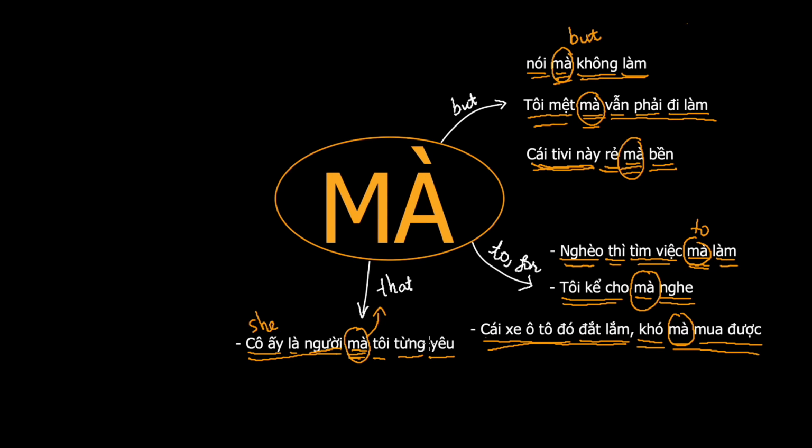Tôi từng yêu. Another example here we have cái xe ô tô mà tôi đang đi là của bố tôi. Cái xe ô tô means the car, mà that I'm using. Tôi đang đi means that I'm using right now. Là is, của bố tôi means belongs to my father. So the car that I'm using right now is my father's car. Okay, it's not my car, it's my father's car.